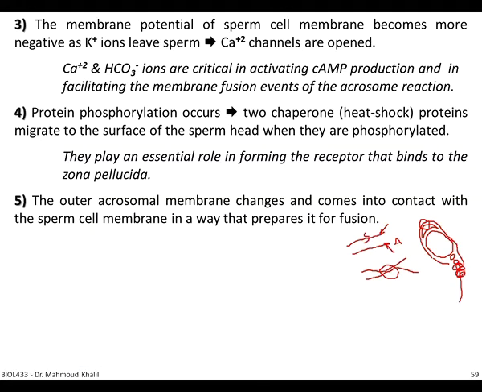So these are the five events that are crucial and collectively called capacitation. It is a physiological change, basically molecular changes, that enable the sperm to be competent in order to fuse with the egg.